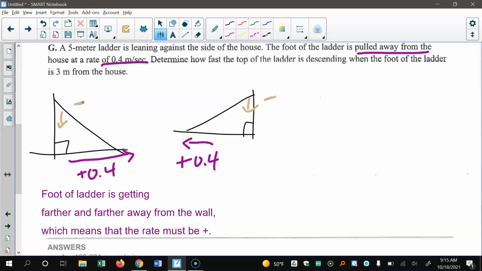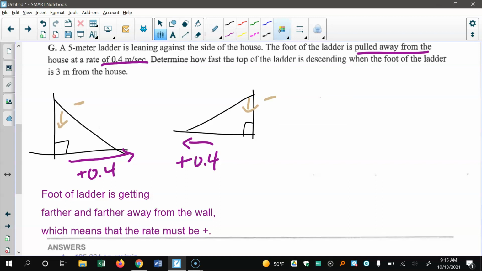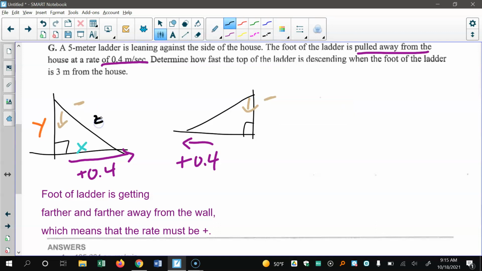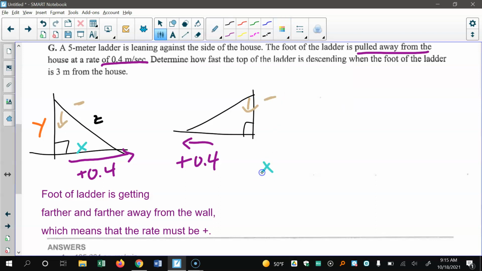Okay, now let's go and set up. This is where we want to make sure we're using our variables accurately. I do not know how far the ladder is from the house as it's moving, so I'm going to call this x. I'm going to call the other variable y, and I'm going to call this third one z. I'm going to set up an equation: x squared plus y squared equals z squared, right? That's an equation.